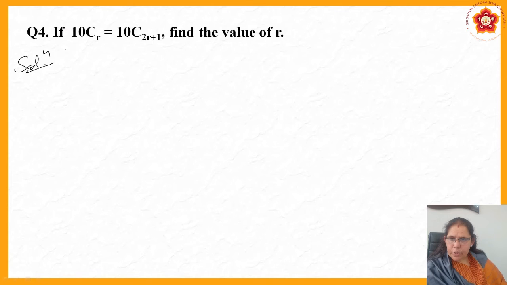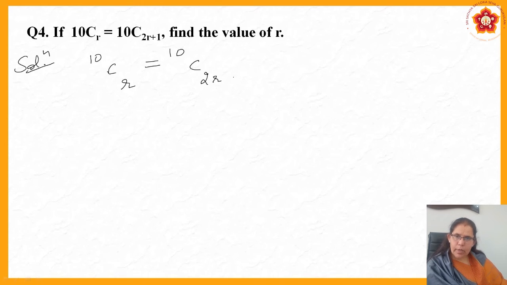Now let us look at question number 4. In question number 4, we have to find the value of R when 10CR is equal to 10C2R plus 1. If you look at it here, we have 10 here and 10 here, and it is R, and on this side it is 2R plus 1.